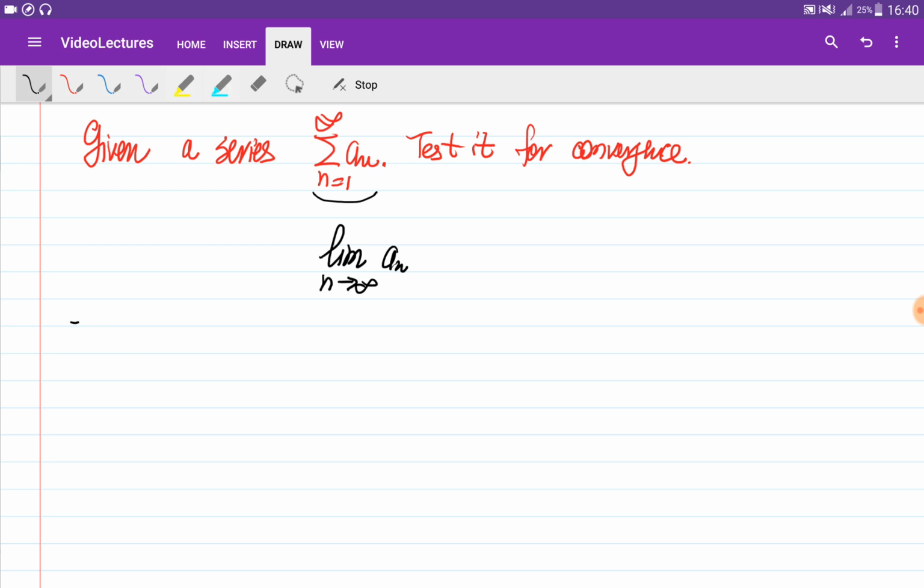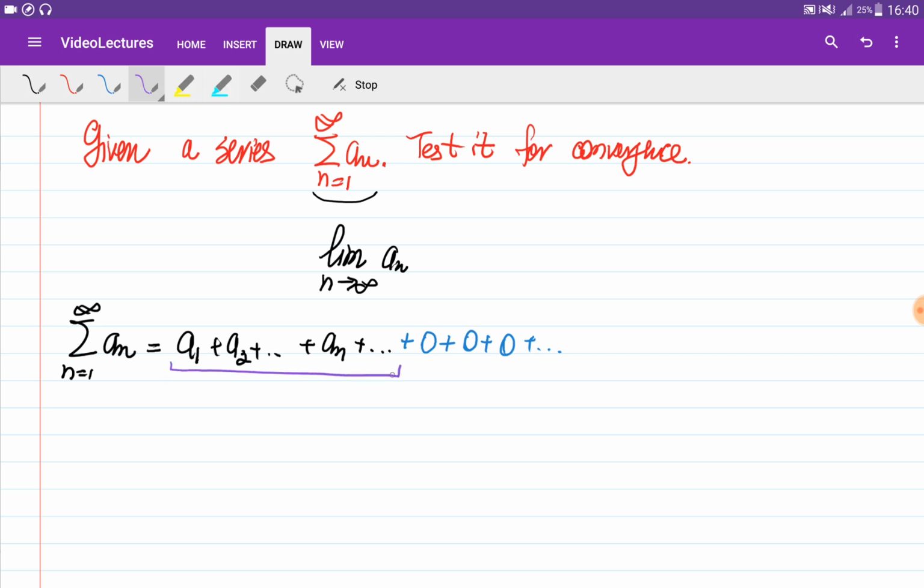Let's consider the general case of the series, where n goes from 1 to infinity. It is going to be a1 plus a2 plus and so on plus an plus and so on. It is important for us that the terms of the series become so small that we can just neglect them. We can just write them as zeros. So it is really important that after the first m terms, let's say, the terms become zero so that we can neglect them.